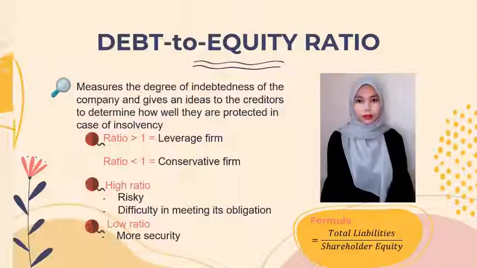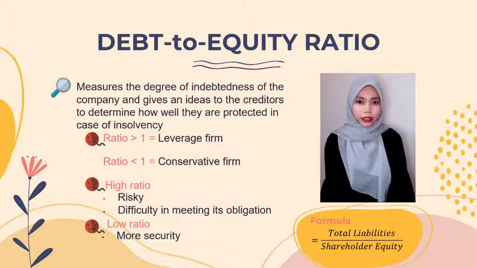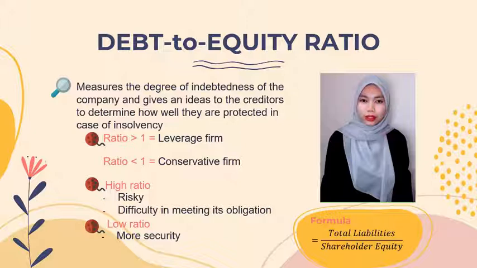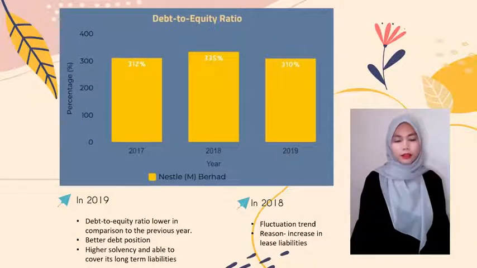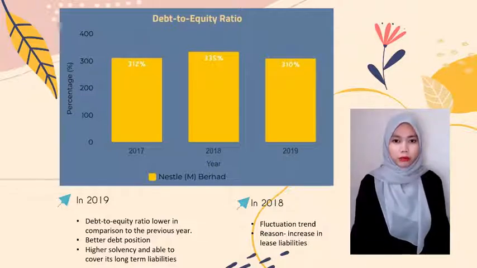The debt-to-equity ratio measures the degree of indebtedness of the company and gives an idea to the creditors to determine how well they are protected in the case of insolvency. A debt-to-equity ratio greater than 1 or 100% means that the company is a leveraged firm, while a ratio less than 1 means that the company is a conservative firm. As for Nestle Malaysia Berhad, the company is considered a leveraged firm because the debt-to-equity ratio is more than 100% and generally means that the company's assets are more funded by debts or the business uses debt to finance its growth.